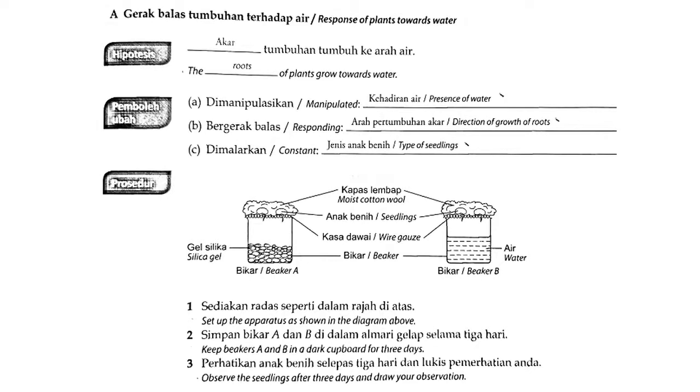Procedure: set up the apparatus as shown in the diagram above. Keep beakers A and B in a dark cupboard for 3 days. Observe the seedlings after 3 days and draw your observation.